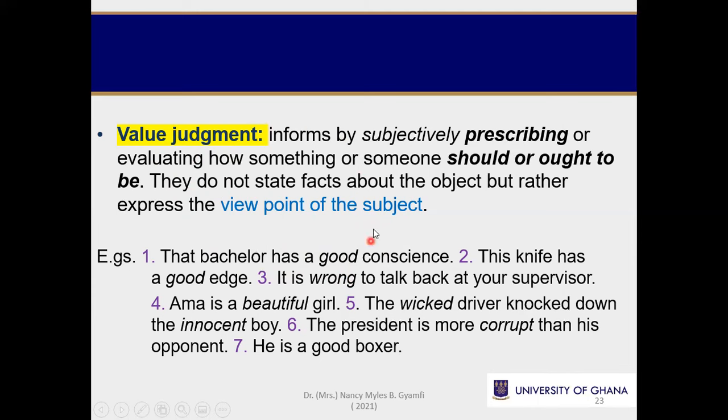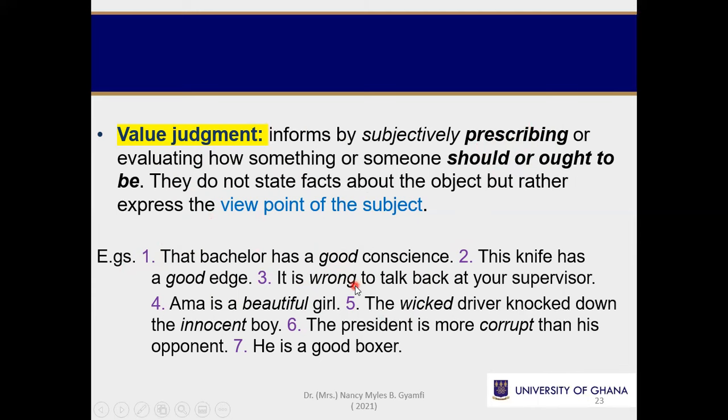So don't think that value judgments have objective truth, like factual statements. They are all declaratives, but one states facts, which can be factually true or factually false, and the other one states what? Values, which depend on the subjective viewpoint of the speaker. So think of them as what? Prescribing. That bachelor has a good conscience, because of the use of good.